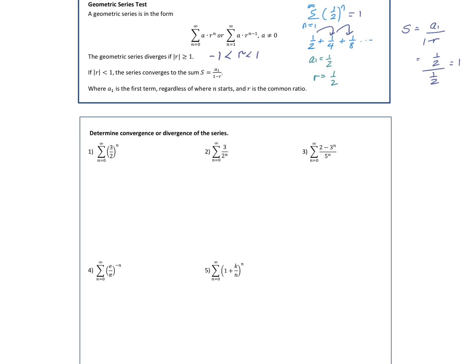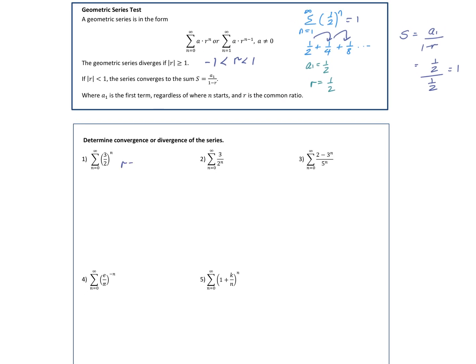So for the first one, we've got r is equal to 3/2. So this would diverge. If we were to expand this out, we'd get 3/2 to the 0, which is 1. If I plug in 1, we get 3/2. If I plug in 2, we get 9/4. And if I plug in 3, we get 27/8. So my first term is 1. So a sub 1 is 1, r is equal to 3/2, but it will not converge to a value because the series diverges.